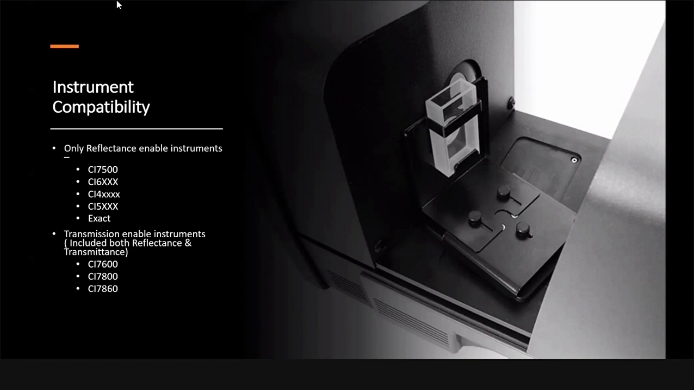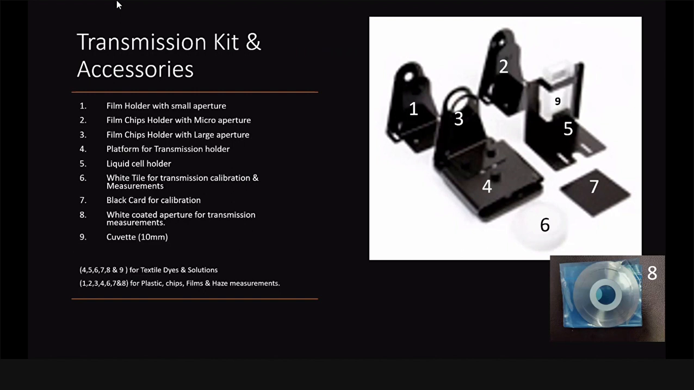So when we are recommending the transmission instrument, we have to understand it will come along with a transmission kit. It will not come by default. So when we are ordering the 7800, we have to add the transmission kit as well. If that kit is enabled, only then are we able to do transmission measurement. So here we can see this transmission measurement series.